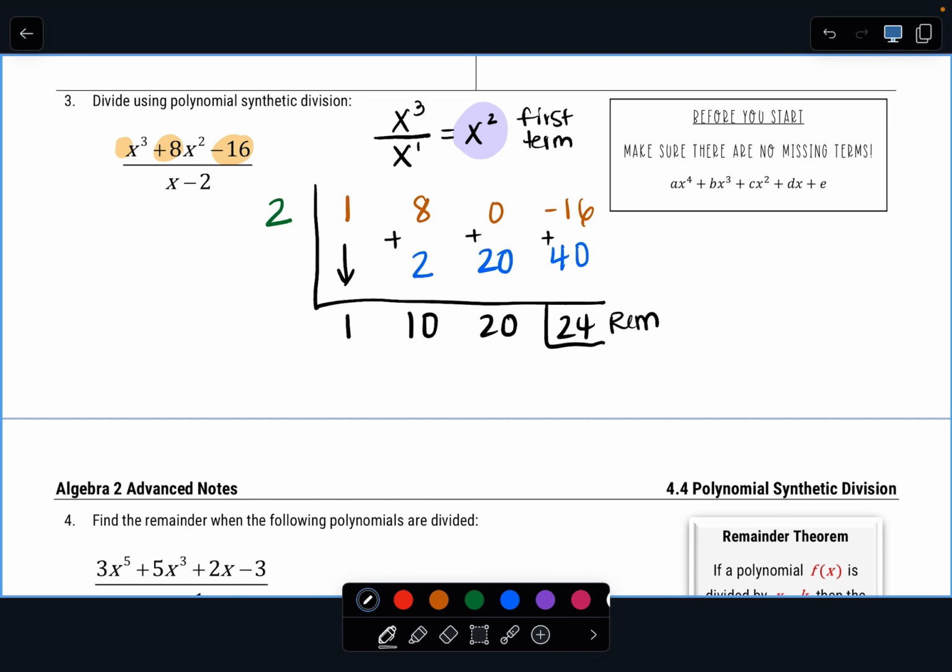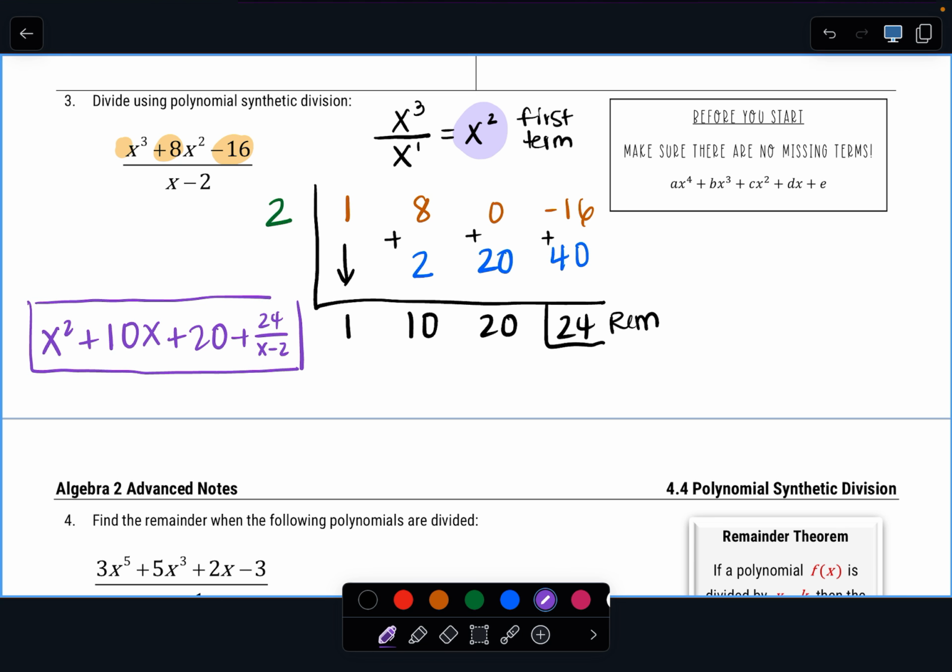So I'm going to take my coefficients and I'm going to write out my answer. My first coefficient is 1. So you can write 1x squared. I'm just going to write x squared. And then what is my second term? Plus 10x. What is my constant term? Plus 20. Now, for the remainder, you always have to write the remainder over the divisor. So my remainder is 24. My divisor is x minus 2. So here is my answer.